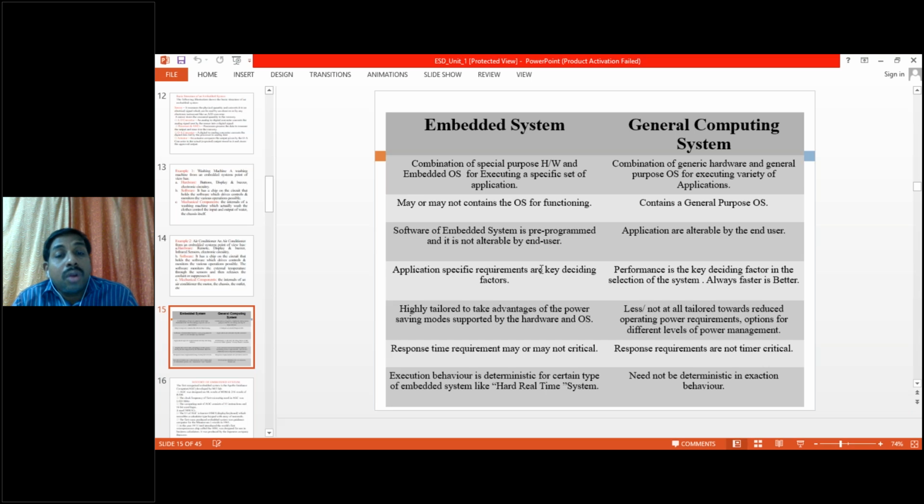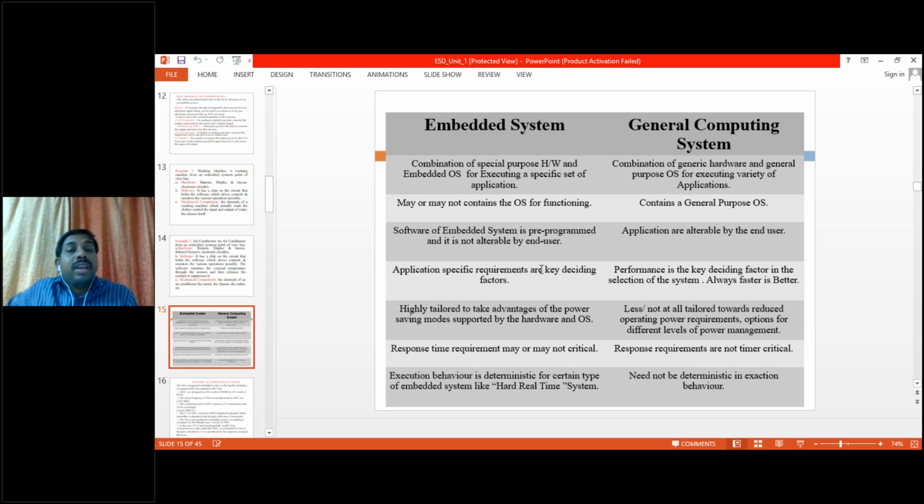But here we have to control the power. Response time may or may not be critical. For electronic toys, if it is doing the toy operation, we are happy; it may not be time critical. But if it is a flight control system, a missile launching system, or an airbag control system, that must be time critical.